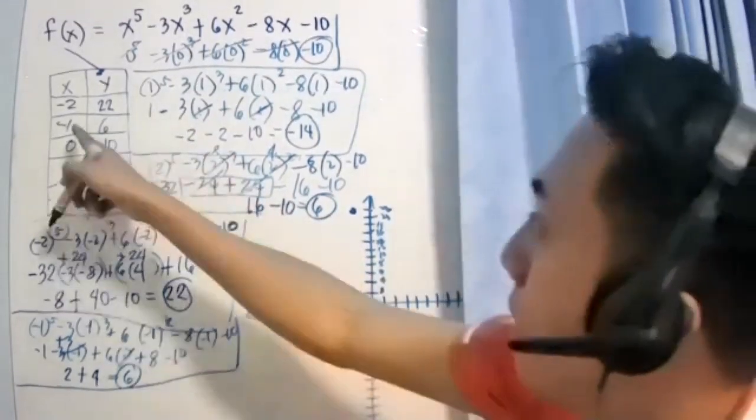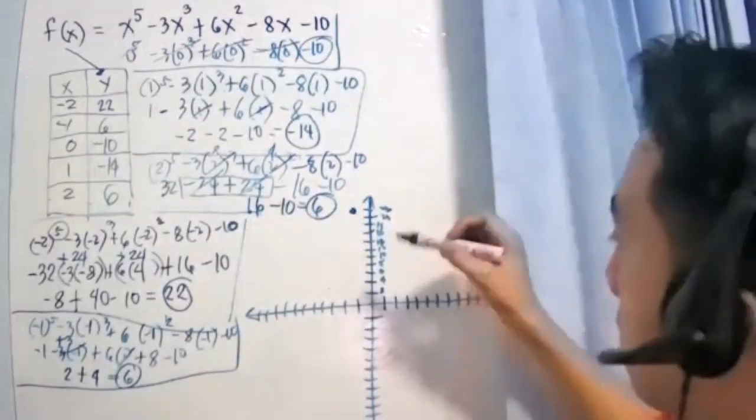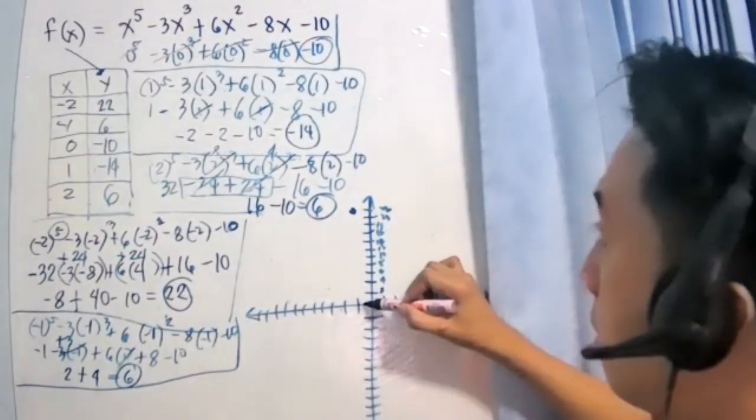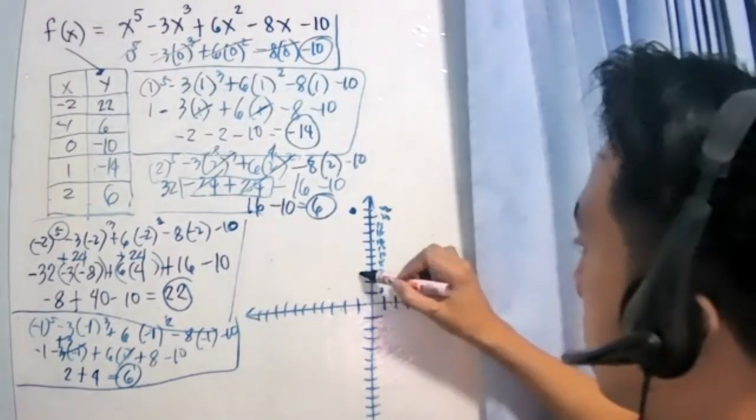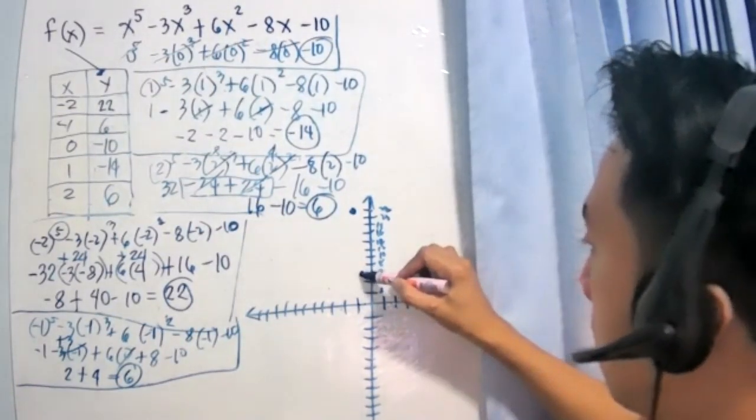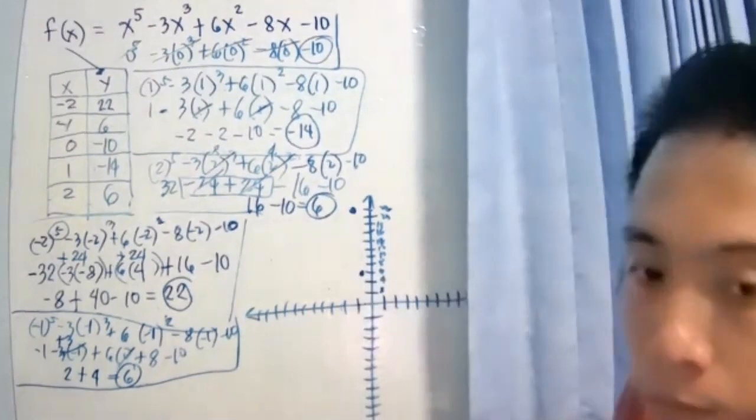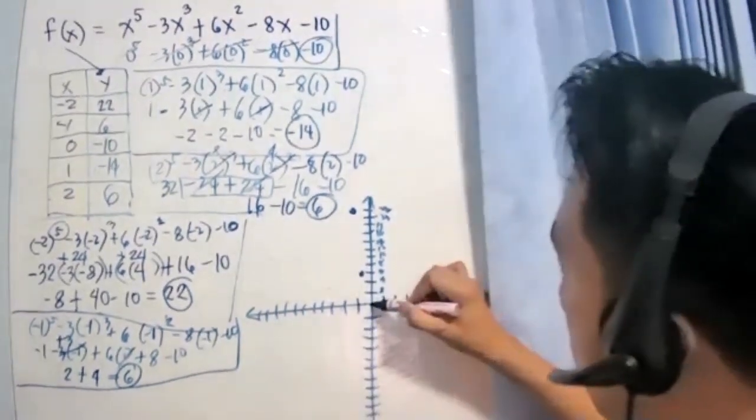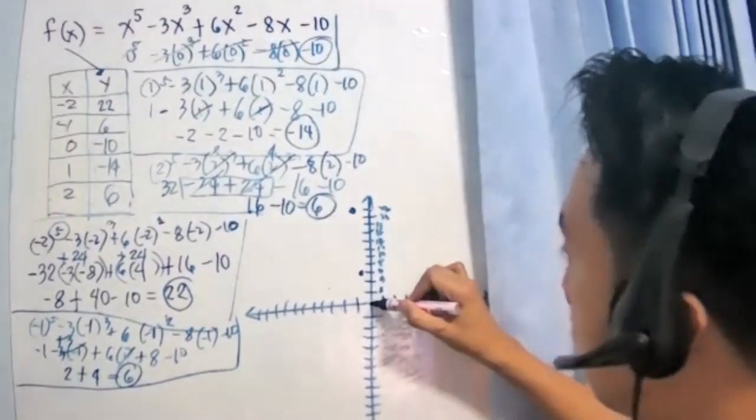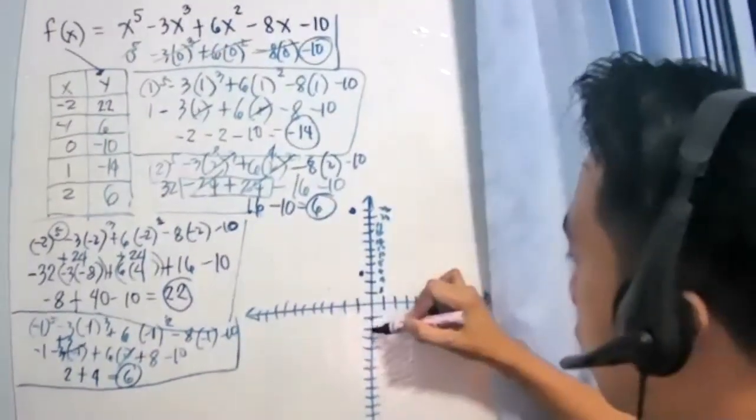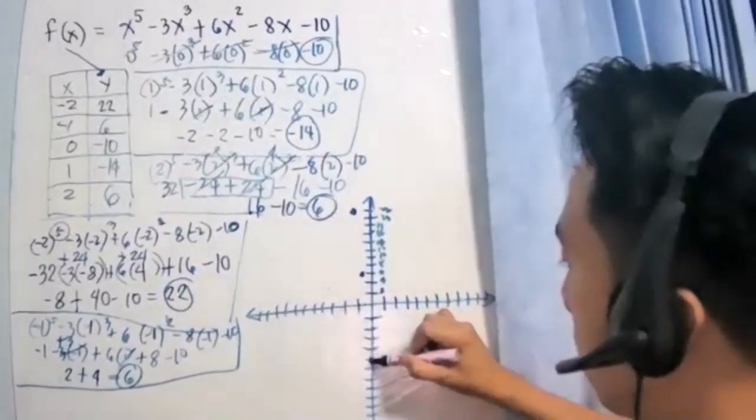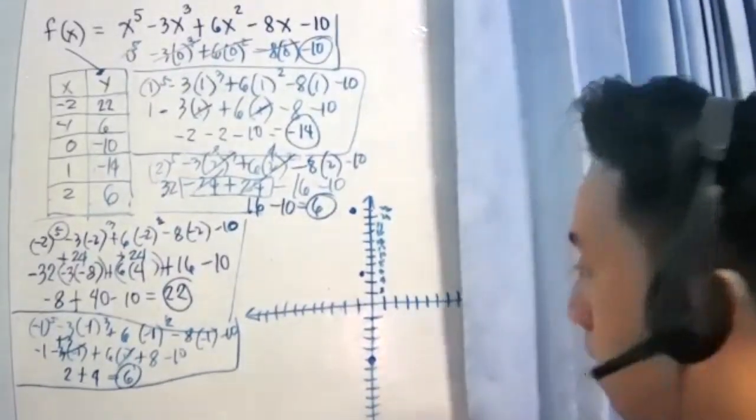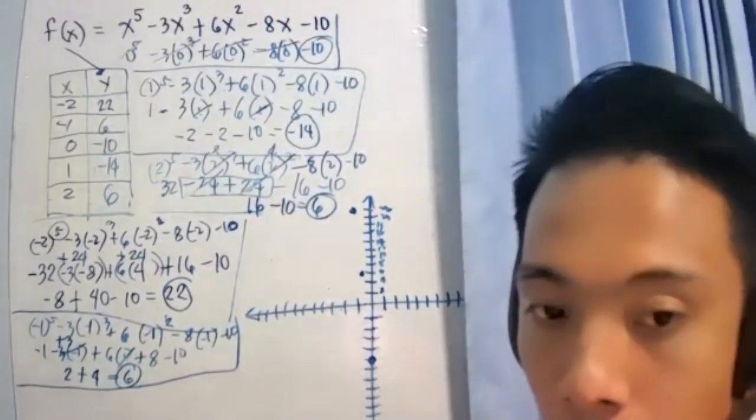Next, negative 1 and 6. Negative 1, so atras na lang sa ng kalahati, negative 1 and then positive 6. So dito siya. Okay? Next, 0 and negative 10. So 0, negative 10. So bababa na siya. 2, 4, 6, 8, 10. So dito siya. And then, positive 1.